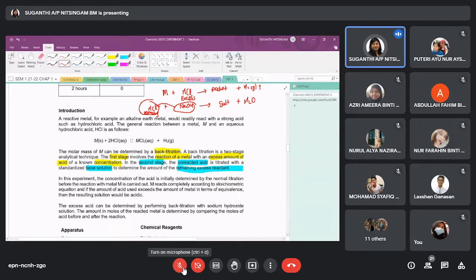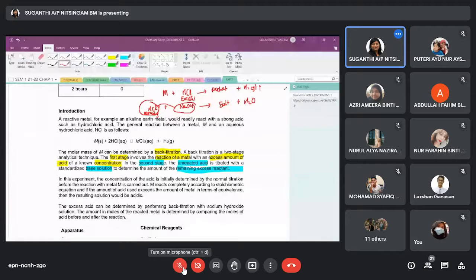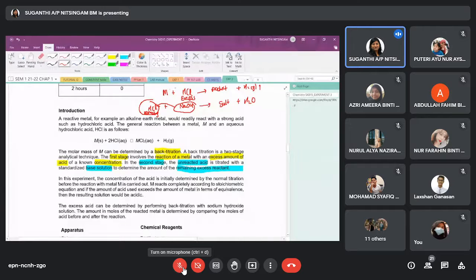Mula-mula metal reacts with the acid hydrochloric. Okay, so first step, what we are going to do is we are going to make sure the metal reacts with the acid, and then the excess acid will react with the NaOH. Okay, so in this experiment, the concentration of the acid is initially determined by the normal titration before the reaction with metal M is carried out.